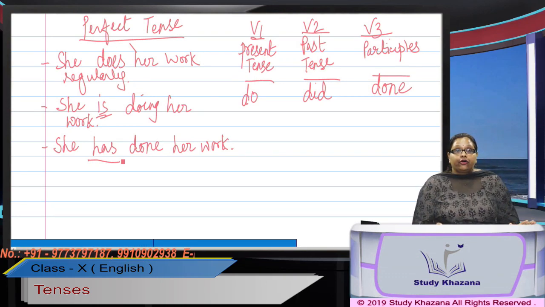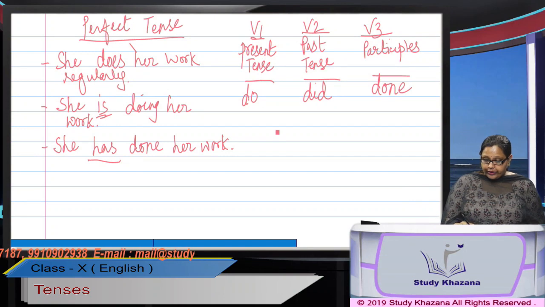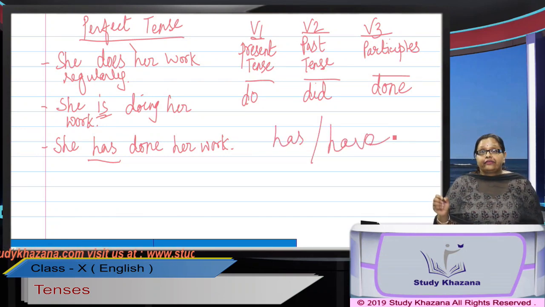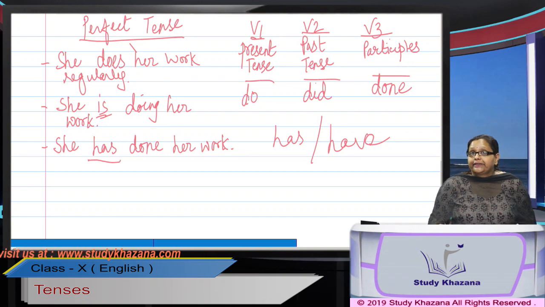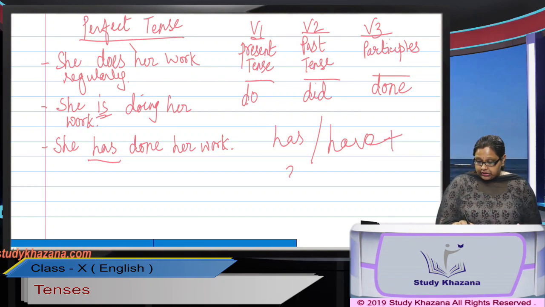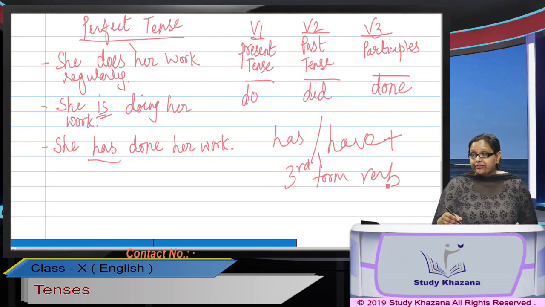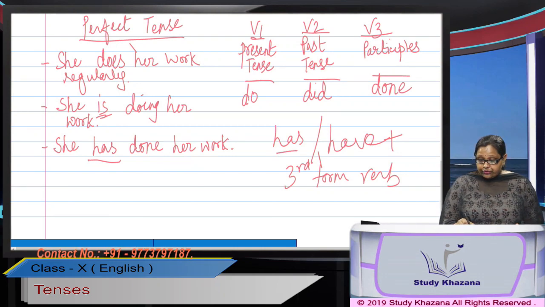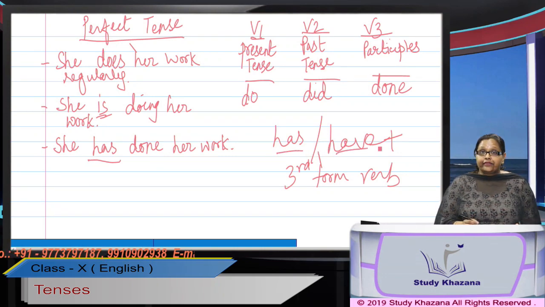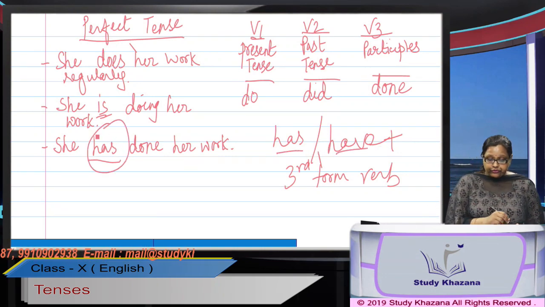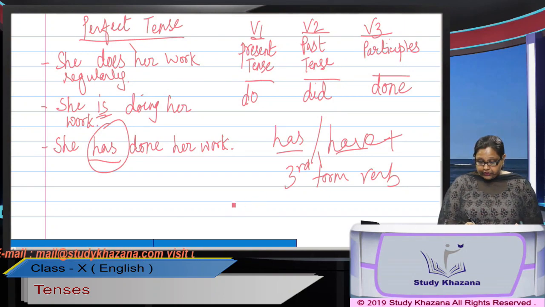Now in perfect form we have two helping verbs, has or have, depending on the subject, plus the third form of the verb, the participles that I have just told you. Now the uses of has and have. So has is only used with third person singular.